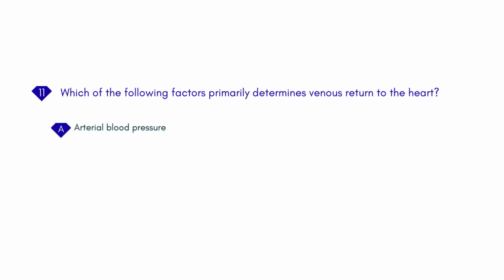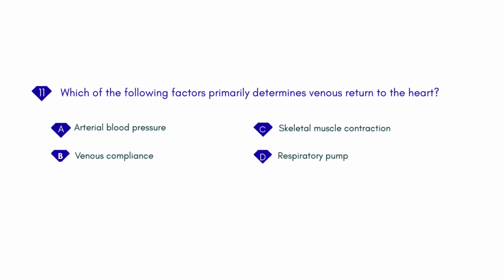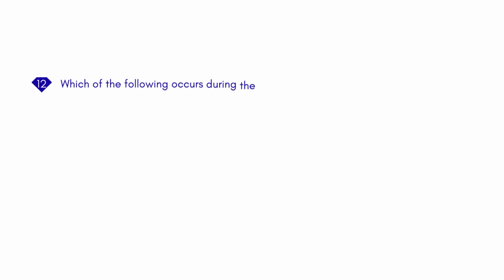A. Arterial blood pressure. B. Venous compliance. C. Skeletal muscle contraction. D. Respiratory pump. Answer C. Skeletal muscle contraction. Which of the following occurs during the isovolumetric contraction phase of the cardiac cycle?